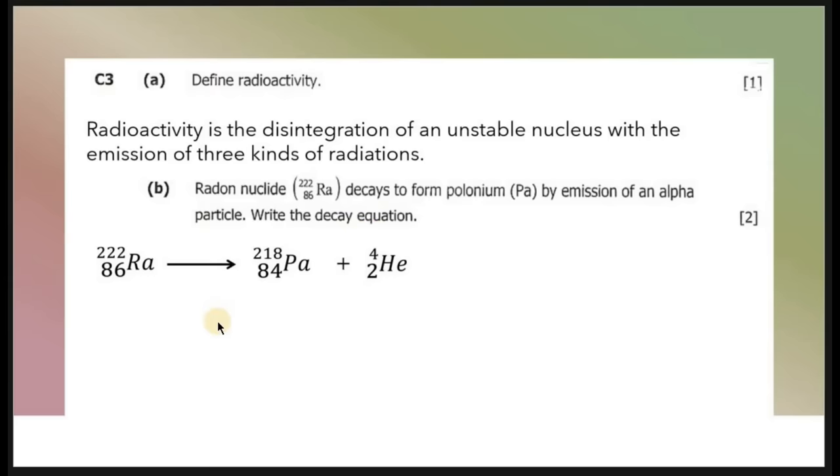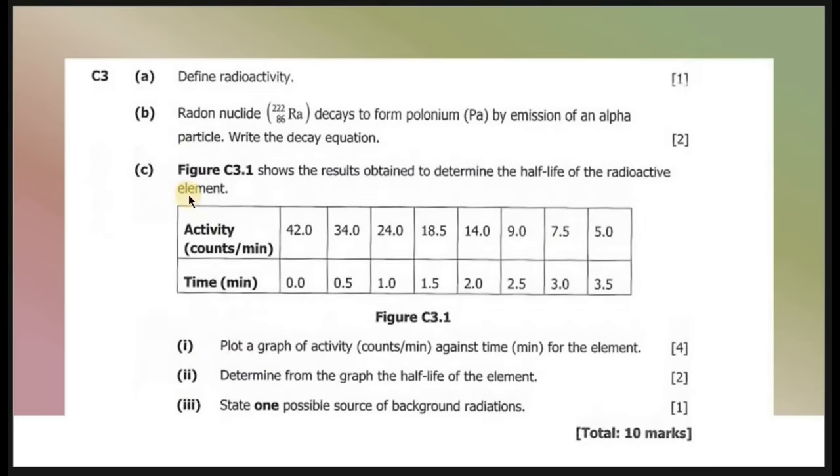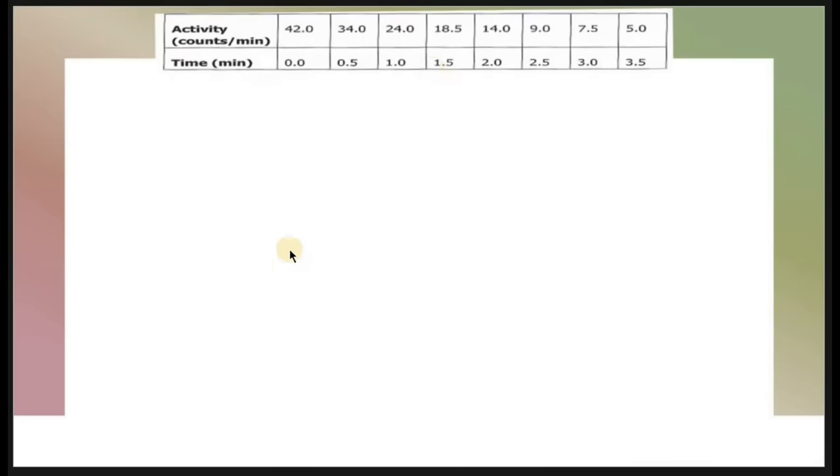Then next, we go to this part C. Figure C3.1 shows the results obtained to determine the half-life of a radioactive element. Activity in counts per second, these are the values. Time, these are the values. Then one, plot a graph of activity against time for the element. So you are plotting these values. So for C1, we bring our graph there.